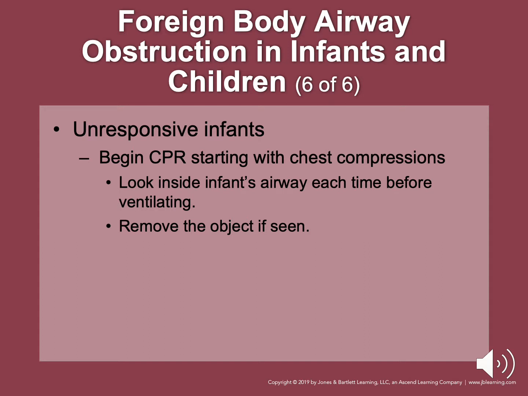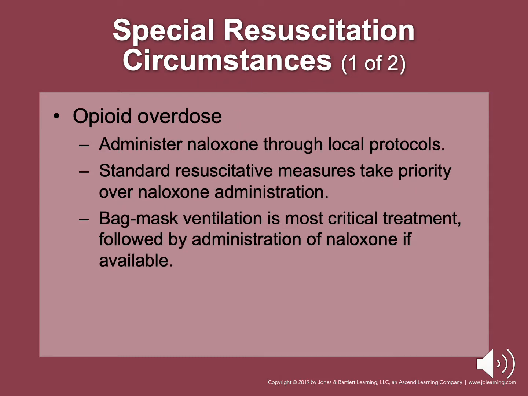Some special circumstances: opioid overdose. An opioid is a narcotic drug that depresses the central nervous system. It causes decreased ventilation, respiratory arrest, and then cardiac arrest. In situations where opioid overdose is suspected, bystanders may have administered naloxone, or Narcan. Narcan blocks opiate receptors in the body and reverses the effect of an opioid overdose.